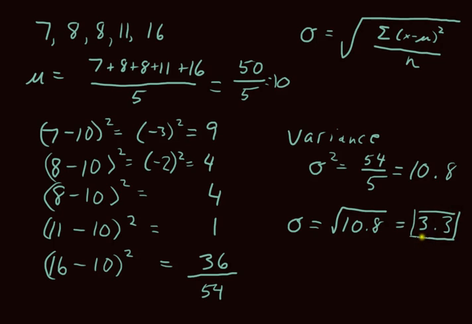So this number tells you how spread out this distribution is, which you can see: 7 is about 1 standard deviation below. The 8 and 11, they're all pretty close to the mean. The 16 is about 2 standard deviations above. So we'll talk a little bit more about how many standard deviations is a usual value and what's not in the lectures to come. But for now, this number just tells you how spread out this set of data is.